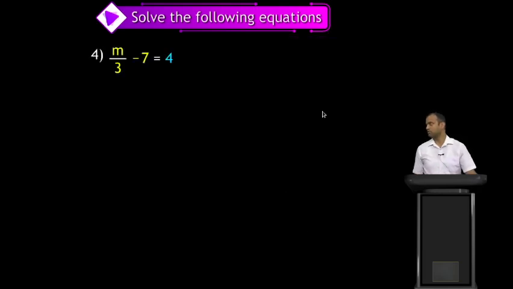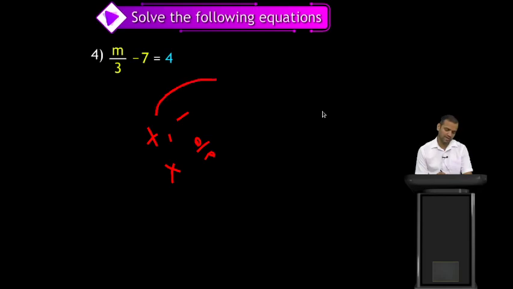Again we have m upon 3 minus 7. Also remember that if you have a plus sign, minus sign, multiply sign or divide sign with the variable in an equation, what you have to do is first transpose the plus or minus to the other side, and then transpose the multiply or divide to the other side.